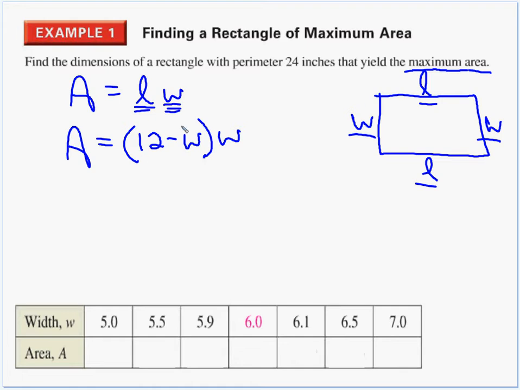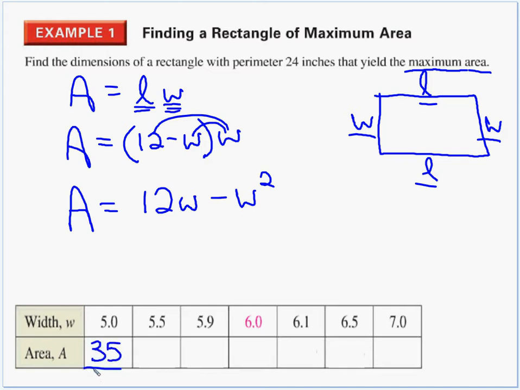Okay, so let's distribute here. The area of our rectangle will be 12W minus W squared. So now that we've got our area down to a single variable, we can start plugging in some different numbers to see what our area turns out to be. Let's say we make our width 5. If we put 5 into this equation, 12 times 5 is 60, minus 5 squared is 25. If you subtract those, you get 35. So that would be the area, 35 square units.